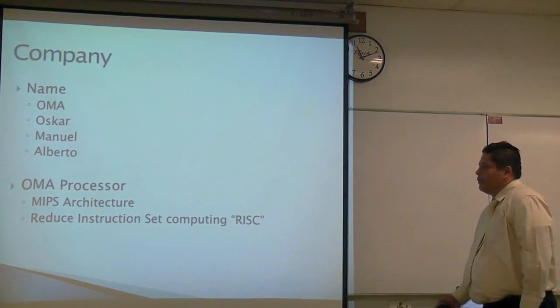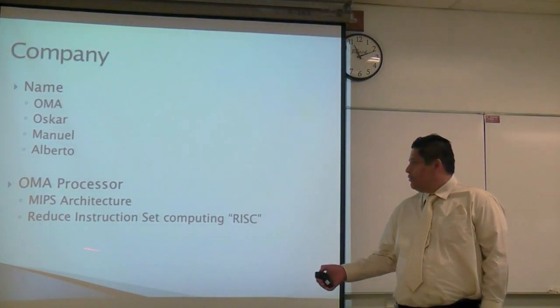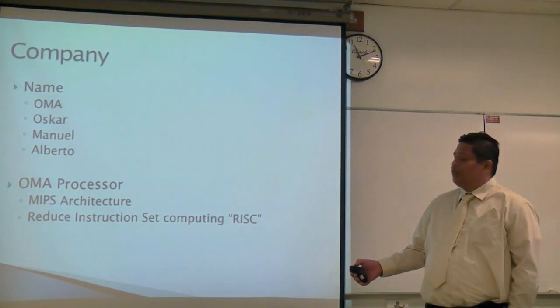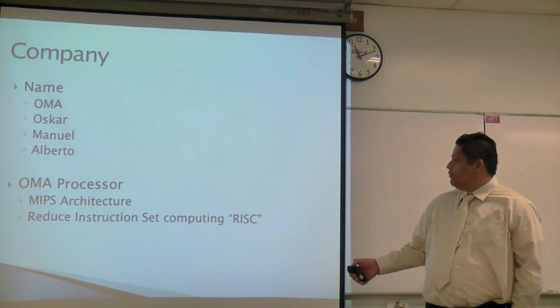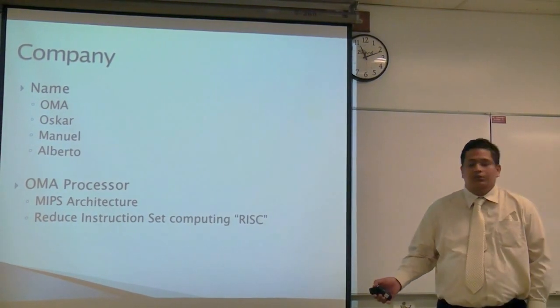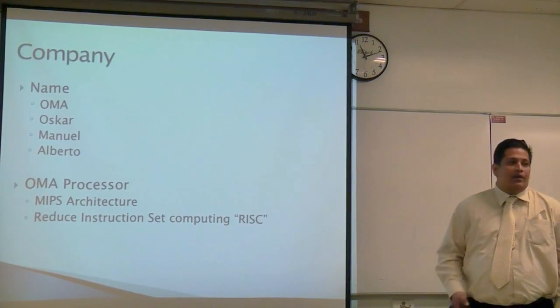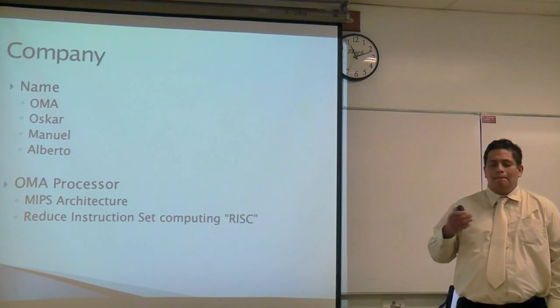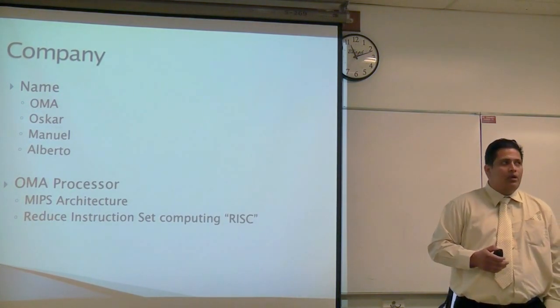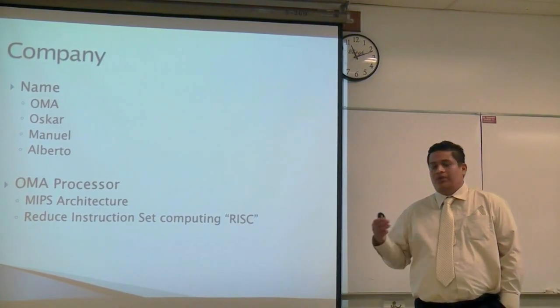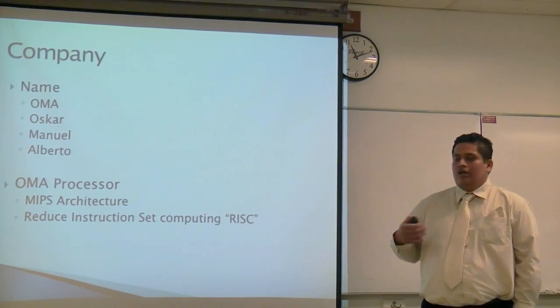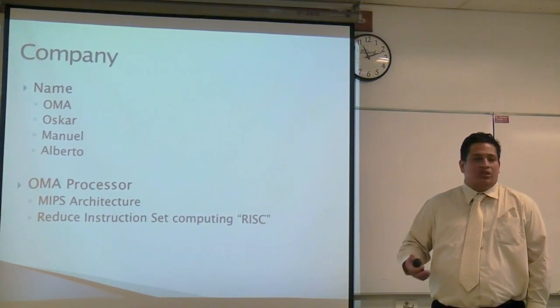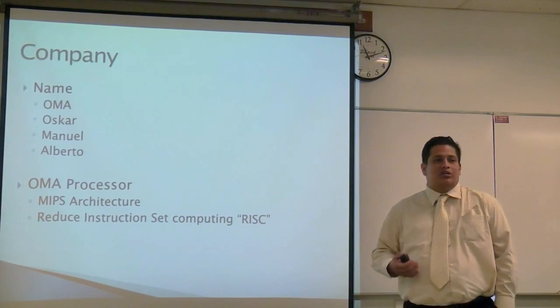The OMA processor uses the MIPS architecture. The reason we use MIPS is that it is a reduced instruction set computer, which means RISC. That means it's very basic. When I say basic, I mean the low-level implementation is basic. Everything is 32 bits wide. All the data points are the same size, and instructions are the same size.